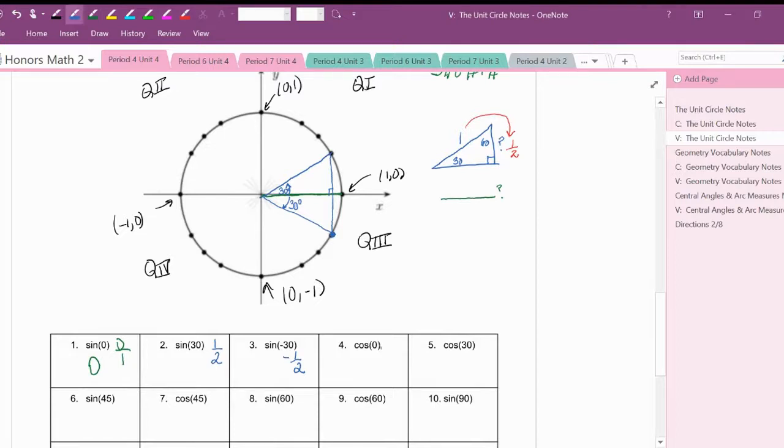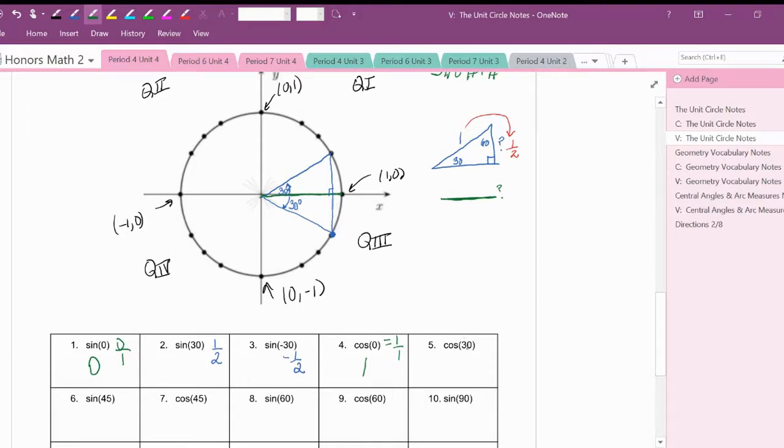And then we look at cosine of 0 degrees. And go back up to this picture. Now the adjacent and the hypotenuse are the same exact measure. And in this unit circle, they're exactly 1. So my ratio is 1/1, which reduces to 1.